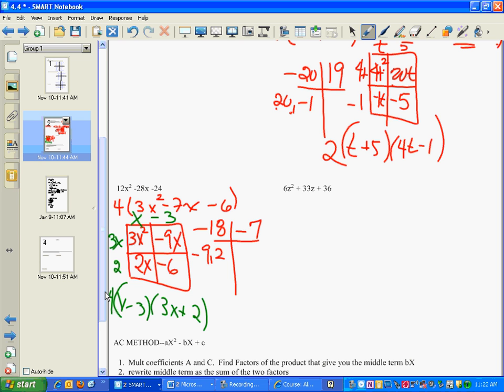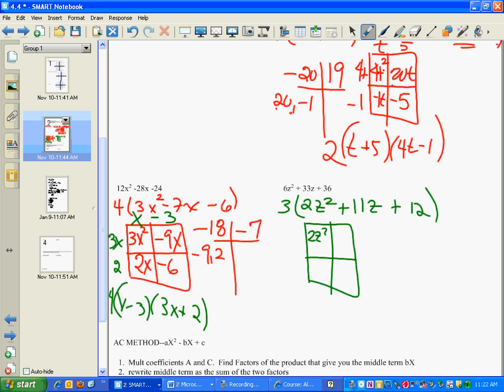Okay. What about this next one? What can I pull out? That leaves me with 2z squared plus 11z plus 12. And so using my box, I put 2z squared and what? 12. I put 12 here. All right, and then here, what goes here? What am I looking for? The product of what that gives me what?